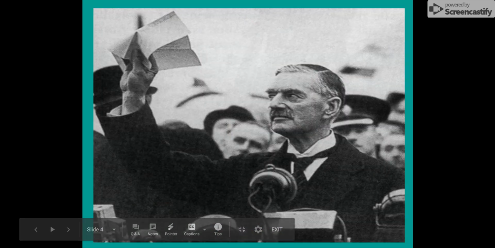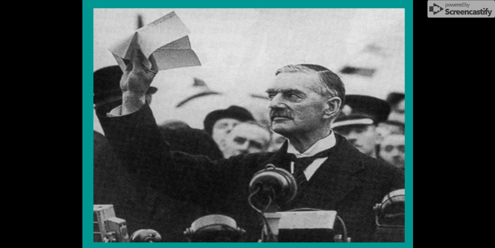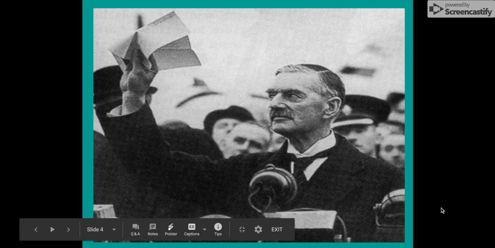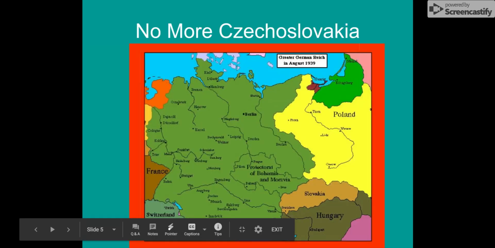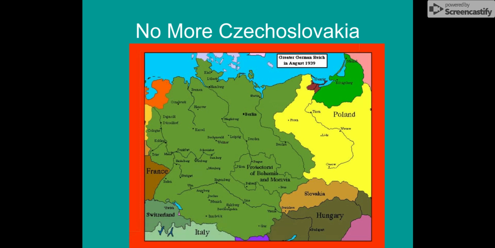So after that happens, Chamberlain, Prime Minister of Britain, flies to Germany, and he meets with Hitler. They call it the Munich Agreement. And Chamberlain comes home and says, yes, I have peace in our time. Did Hitler want peace? I don't know, but next thing you know, Czechoslovakia is gone, taken over by Germany.